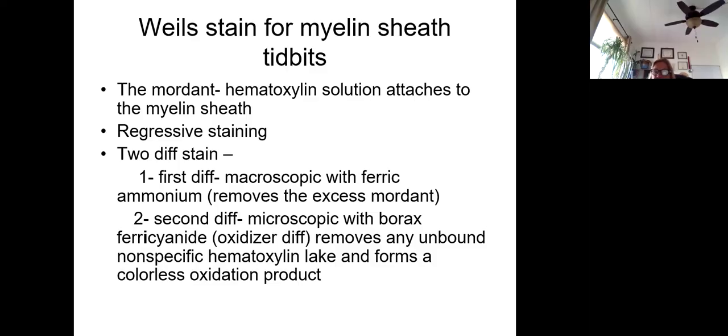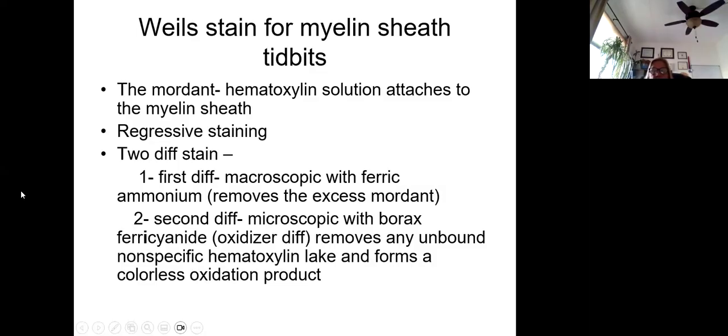So your first differentiation is macroscopic, and it's done with ferric ammonium sulfate. And so that removes any excess mordant that may be there. Then your second differentiation is microscopic, and it's done with borax ferricyanide. Notice that ferri is bolded. This is not ferrocyanide. This is ferricyanide.